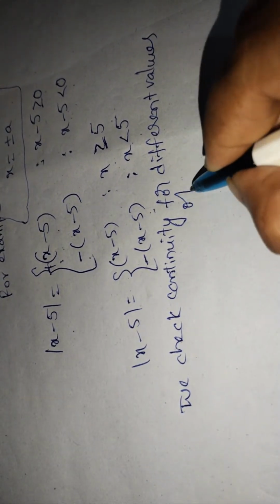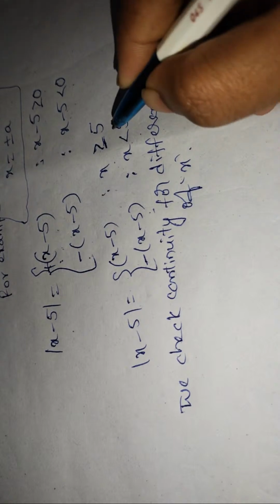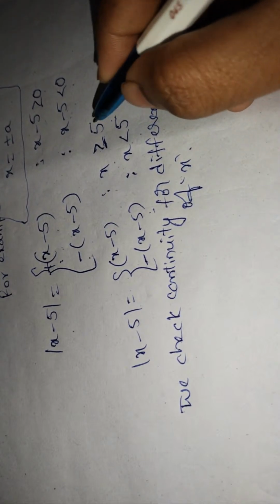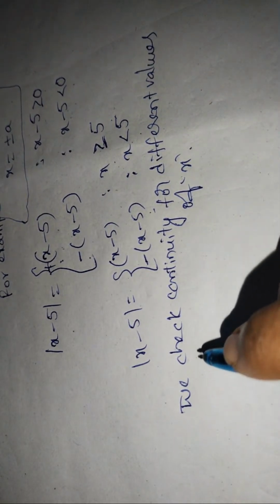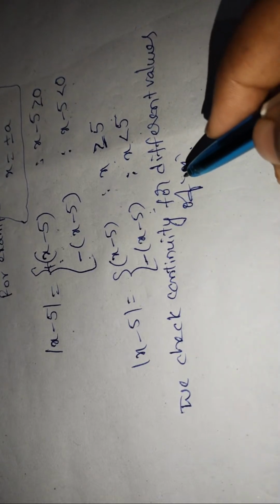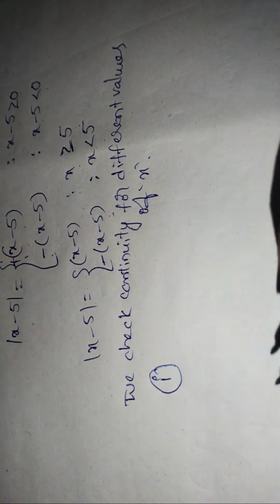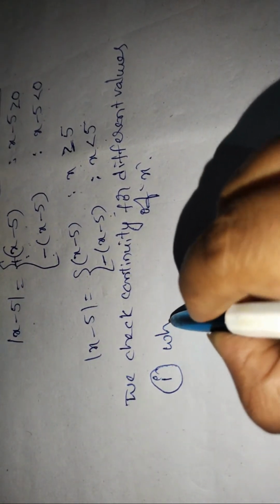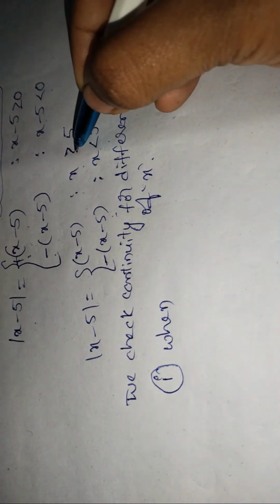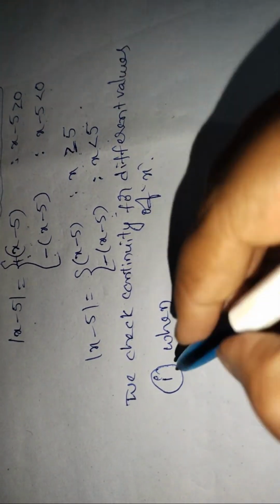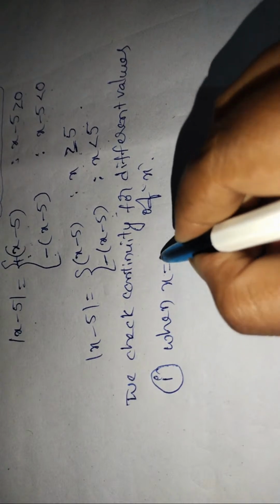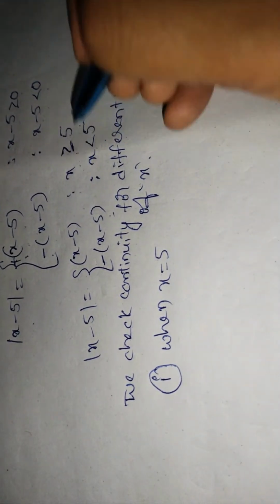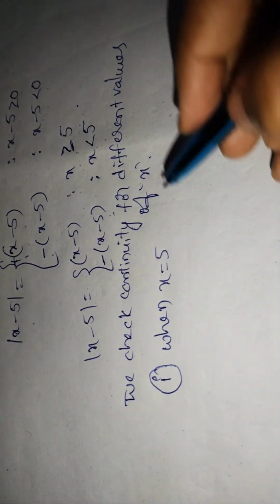For different values of x. If you observe here, we have different values of x. For these values, we will check the continuity of the function. So I will write the first case, when x is equal to 5. So when x is equal to 5, one case.